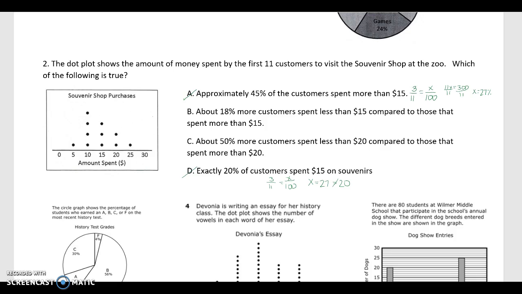B says about 18% of the customers spent less than $15 compared to those that spent more than 15. Okay, that's a comparison. I don't know, that sounds hard. I'm going to try the next one. About 50% more customers spent less than $20 compared to those that spent more than $20. Okay, so let's look at less than 20. So there's 1, 2, 3, 4, 5, 6, 7, 8. So 8 out of 11 students spent that, and then more than 20. So 1.